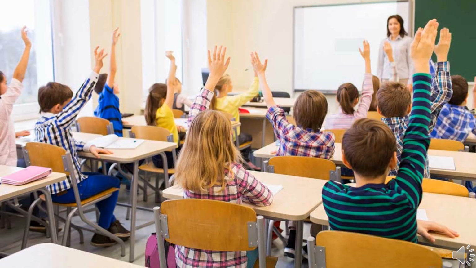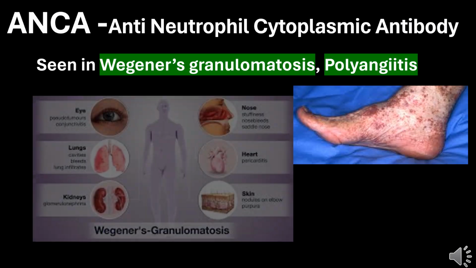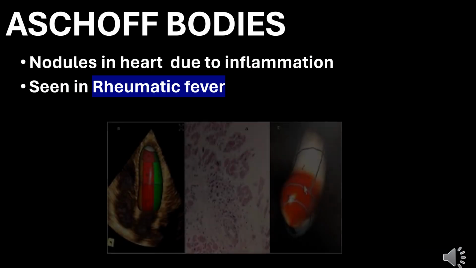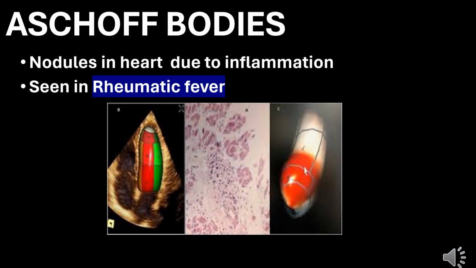Now, let us go to the topic presentation with pictures, animations and tables. ANCA, that is anti-neutrophil cytoplasmic antibody. It is seen in Wegener's granulomatosis or granulomatosis with polyangiitis. Aschoff bodies: nodules in heart due to inflammation. This is seen in rheumatic fever.